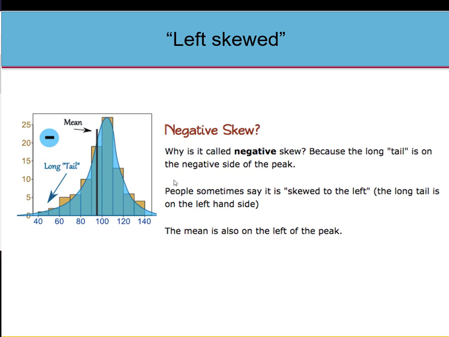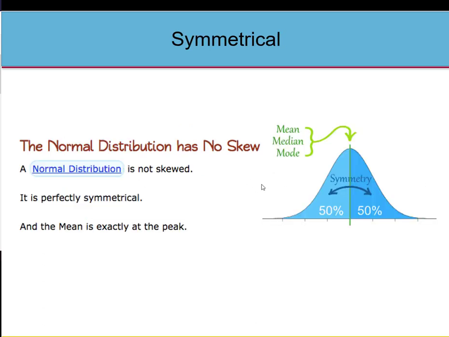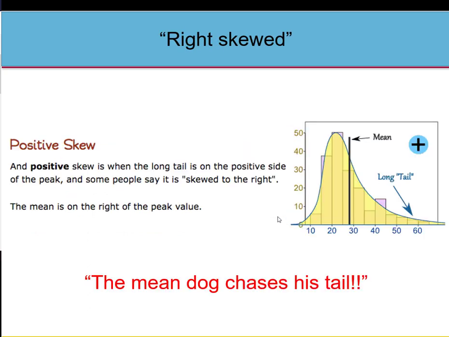Okay, so the normal distribution has no skew. It's not skewed, it's perfectly symmetrical, and the mean is exactly at the peak, whereas the right skewed distribution has the long tail on the right hand side or in the positive direction, and the mean is also on the right side of the hump. One way to remember that is that the mean dog chases his tail. So the mean goes toward the tail, so it's on the right side of the hump.